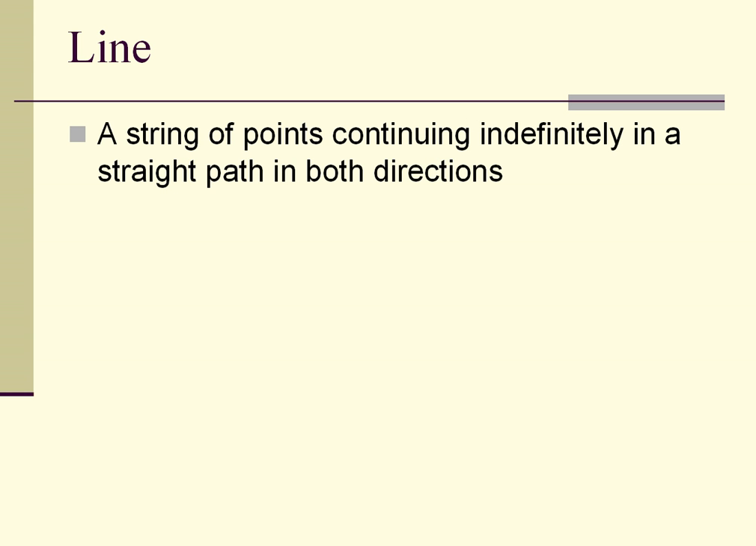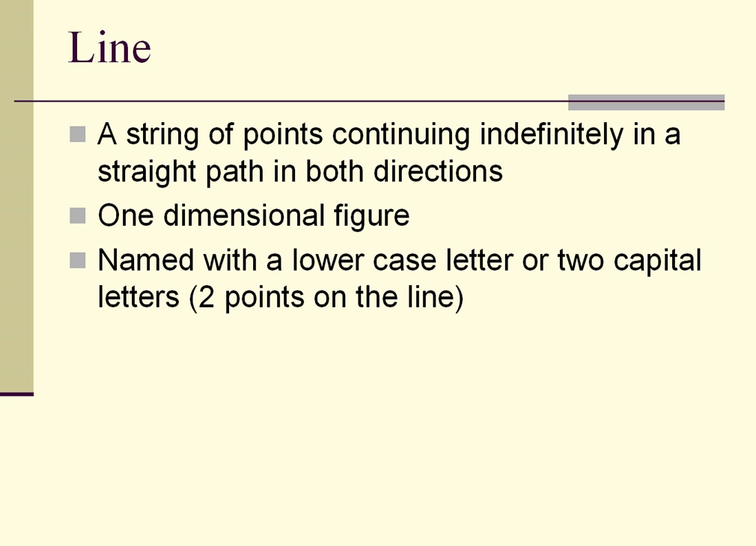The line. A line is a string of points continuing indefinitely in a straight path in both directions. It's one-dimensional in that the only dimension it has is length. And it's named with either a lowercase letter or two capital letters, which would be two points on the line. So any line goes infinitely in both directions, and that's what these arrows represent. They say that we're going infinitely in that direction.